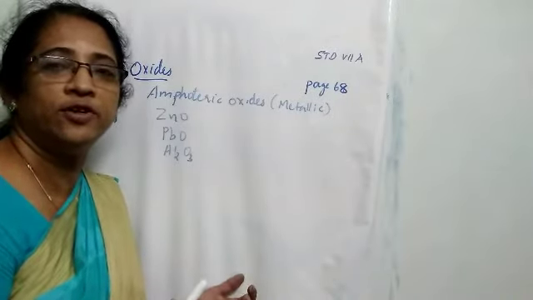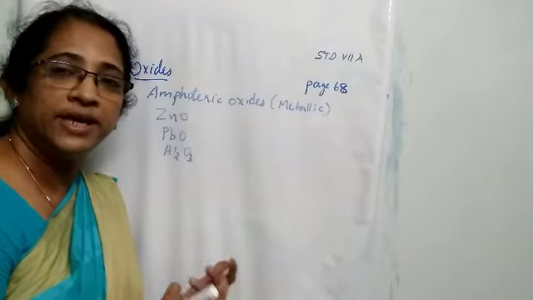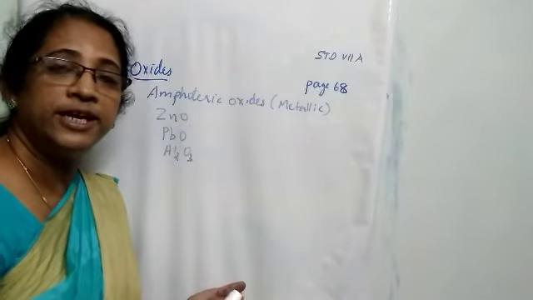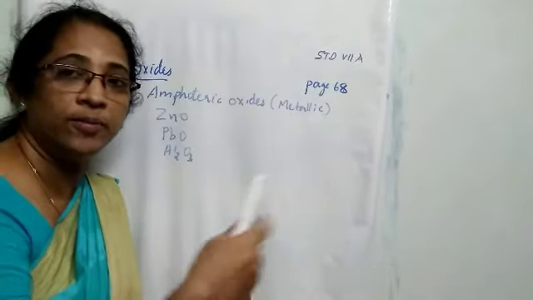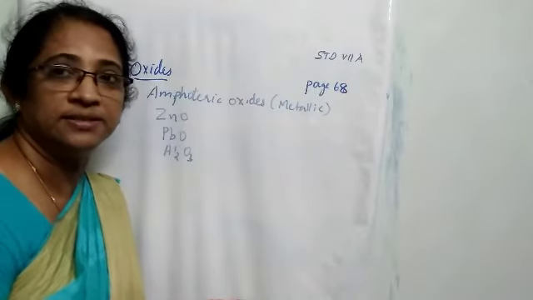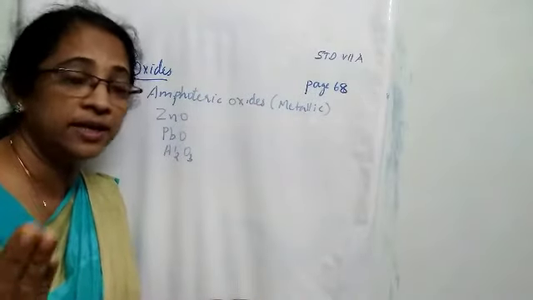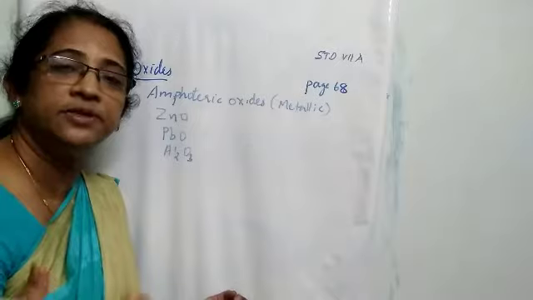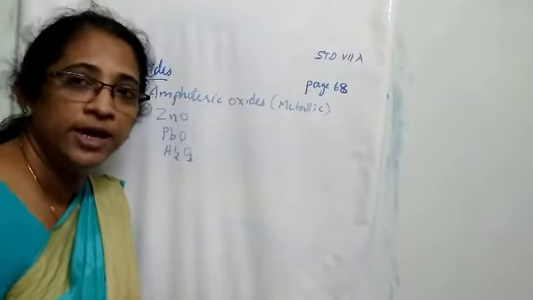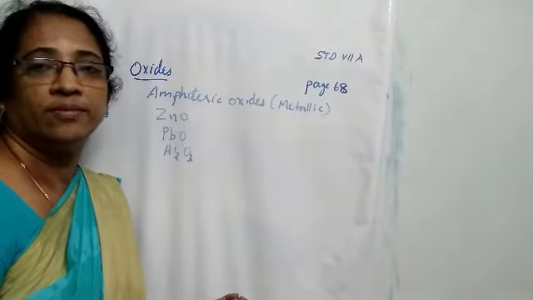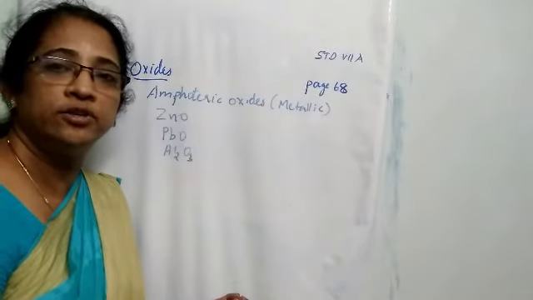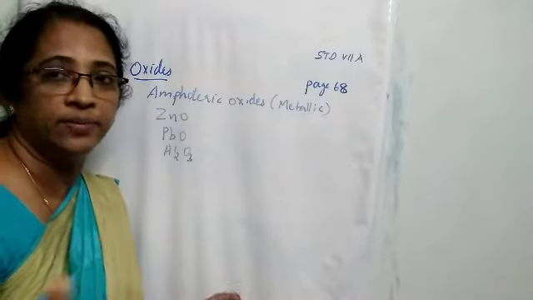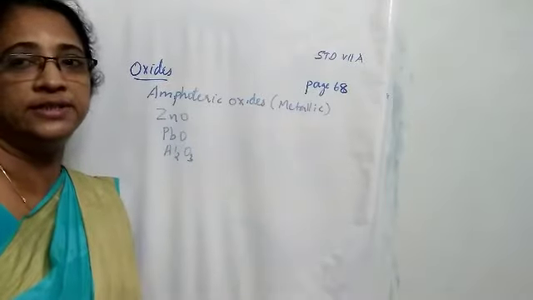So amphoteric oxides are those metallic oxides which can react with acids and bases. We already learned that metallic oxides react with acids and non-metallic oxides react with bases. But amphoteric oxides are only three: zinc oxide, lead oxide and aluminium oxide. These oxides can react with both acids and bases to form respective products. Give an example of an amphoteric oxide: zinc oxide, or aluminium oxide, or lead oxide. Only three examples for amphoteric oxides.